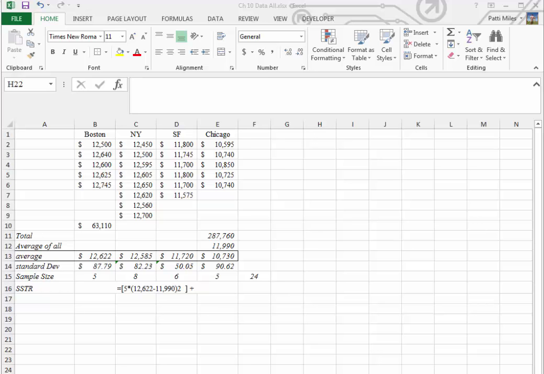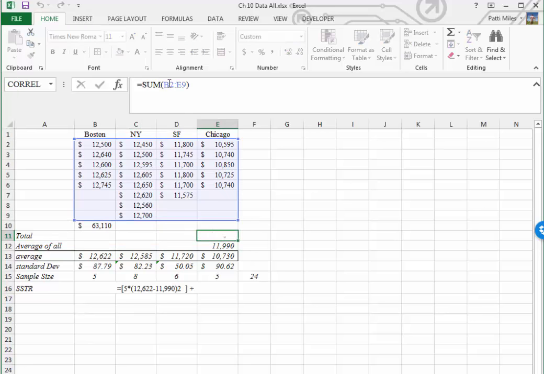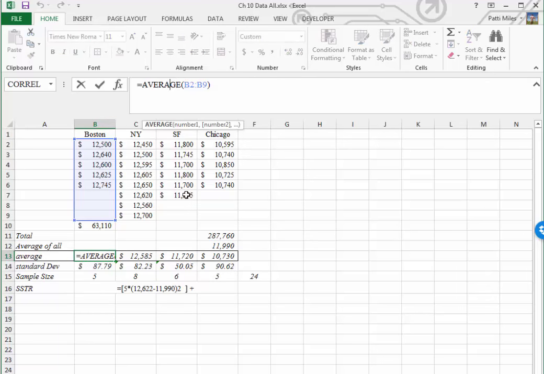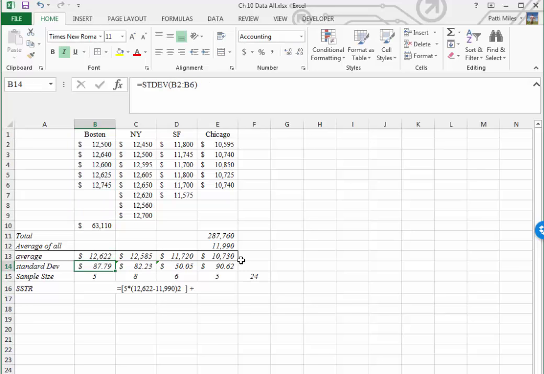Okay, so what I wanted to do is show you how to come up with some of this stuff. So I have the data here. I've got Boston, New York, San Francisco, Chicago, which is just the way they provided it to me in the public transportation document. I created some totals. So I made the total of all of this whole thing. So that's just the sum of that whole box. Then I created the average of all by taking the sum and dividing it by n, which was just the sum of all the sample sizes. And then I created an average for each of these columns. So you can see that's the average, etc.